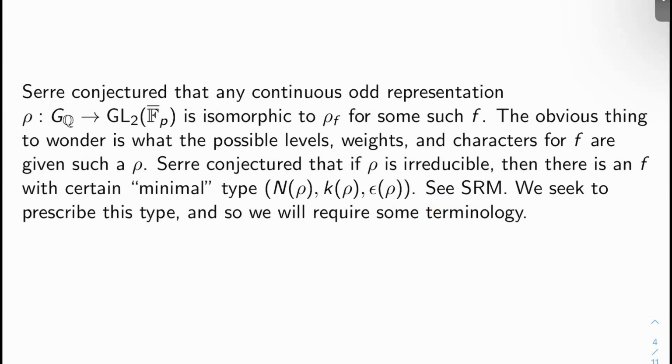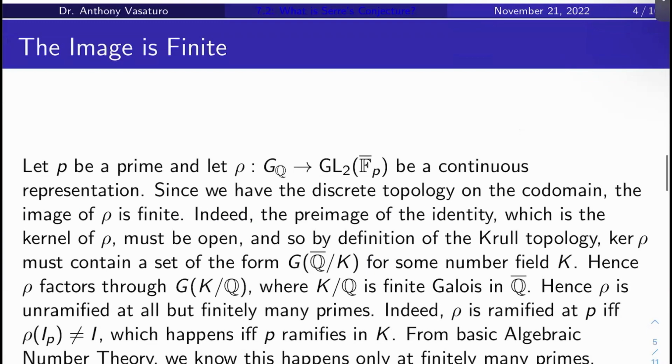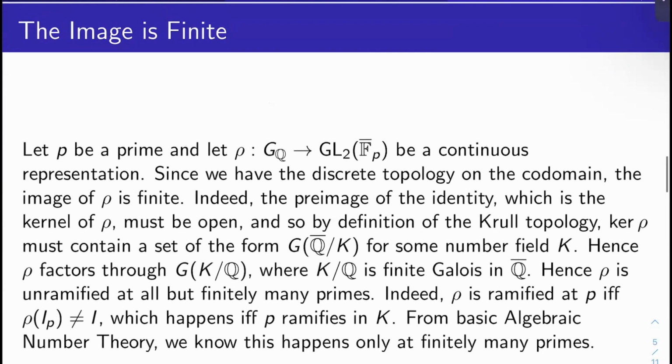All right, so what I'm going to try to do is just give you very briefly the prescription that Serre gave for N(rho), k(rho), and epsilon(rho), although we won't fully talk about the prescription for k. Okay, first of all, what you have to realize is that if p is a prime and I have a continuous representation rho from G_Q to GL_2 of F_p bar, then because I have the discrete topology on the codomain, the image of rho must be finite.